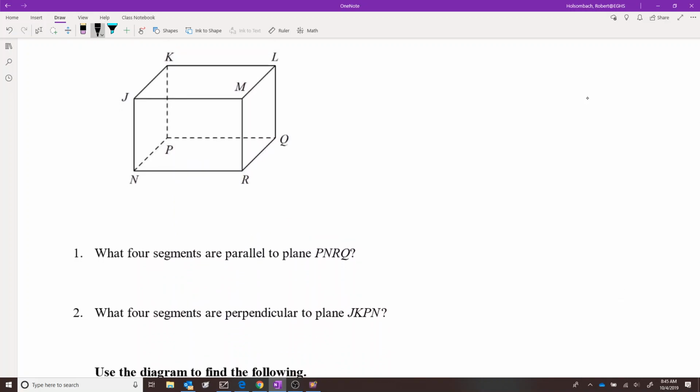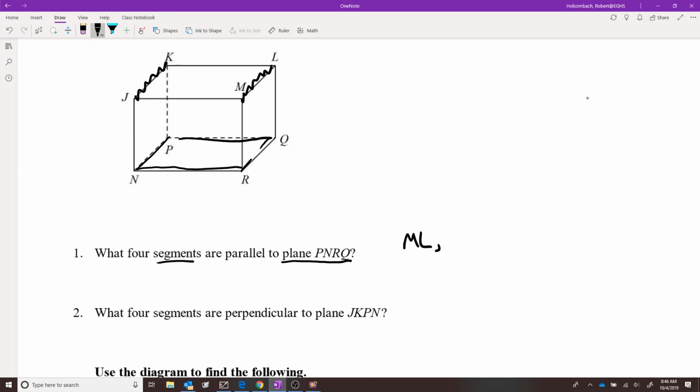All right, in this short answer, what 4 segments are parallel to plane PNRQ? So where's PNRQ? It's the bottom. You see it? This bottom is PNRQ. They're asking what 4 segments are parallel to that plane. So one of the segments that's parallel to this bottom plane is going to be ML. This one right here is parallel to it.